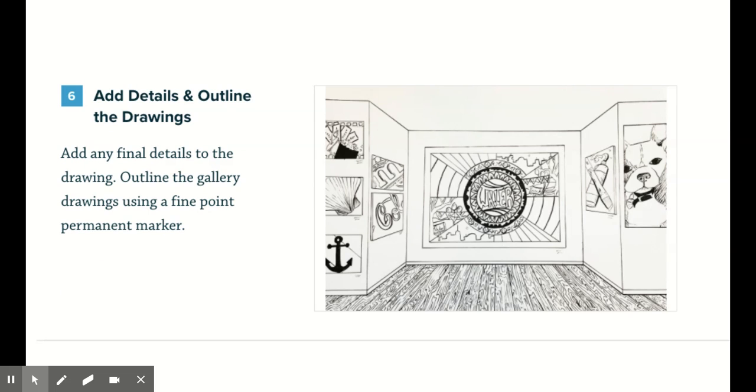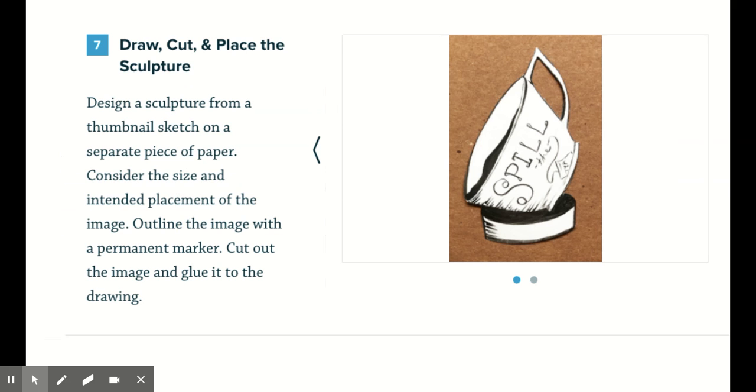And then you add details, outline the drawings with a thin Sharpie. Add any final details to the drawing. Outline the gallery drawings using a fine point permanent marker. And then maybe put a sculpture in. Design a sculpture from a thumbnail sketch on a separate piece of paper. Consider the size and the intended placement of the object. Outline the object with a permanent marker, cut it out, and glue it to the drawing.